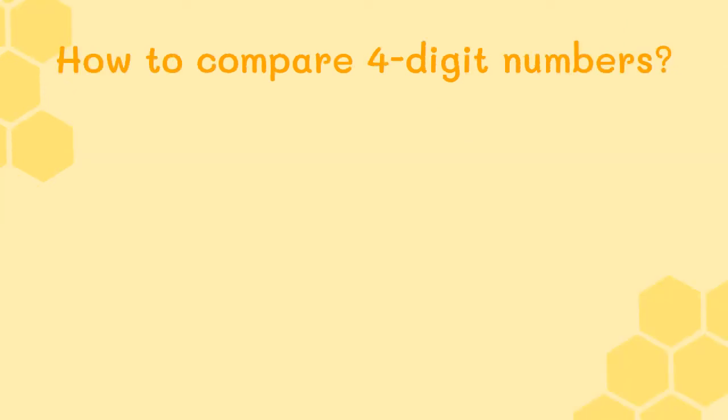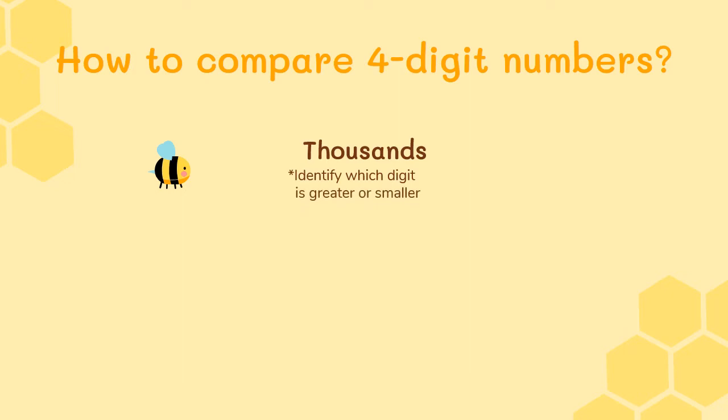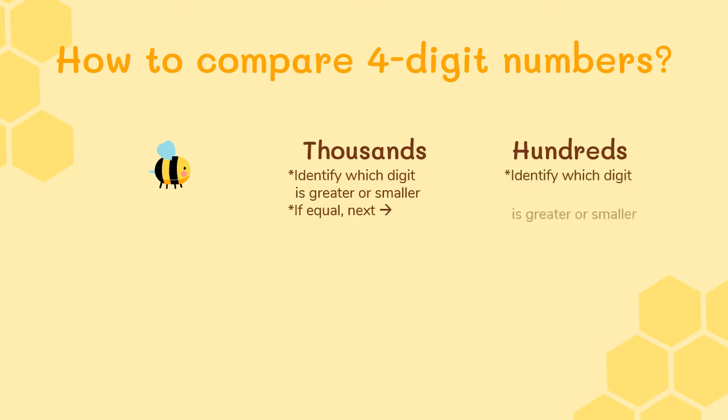Then, how to compare four-digit numbers? Actually, very easy. Let's go. First, we compare the thousands place. Identify which digit is greater or smaller. If equal, next, compare the hundreds. Identify again which digit is greater or smaller.